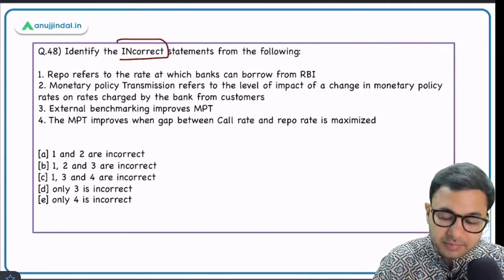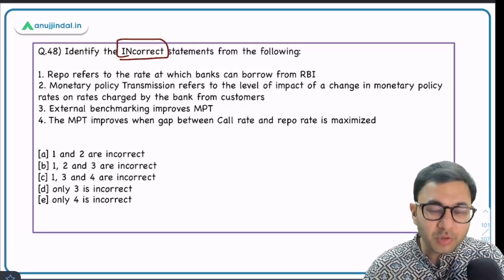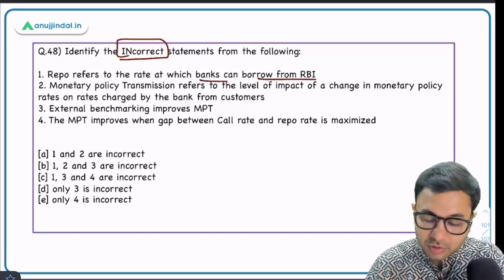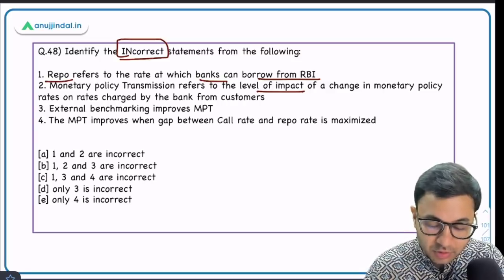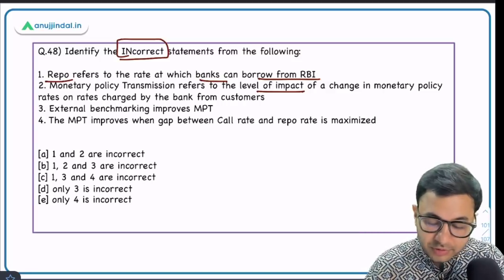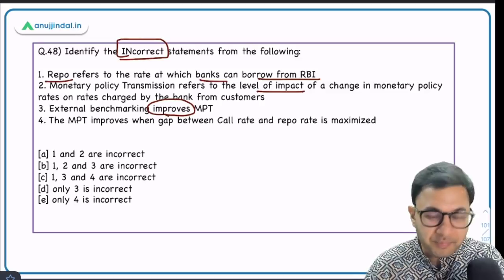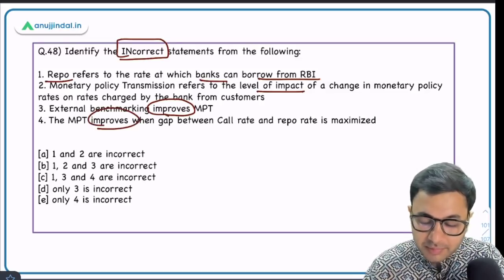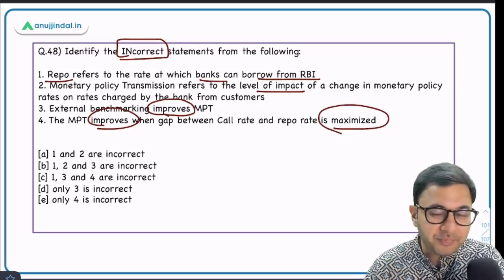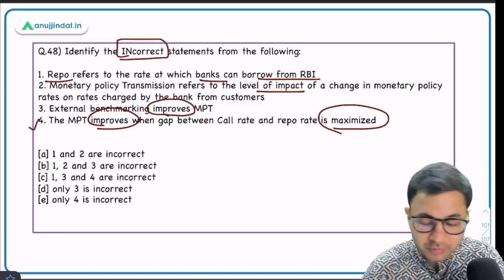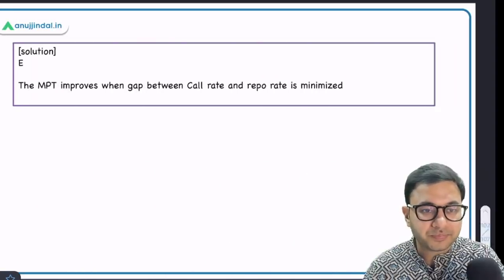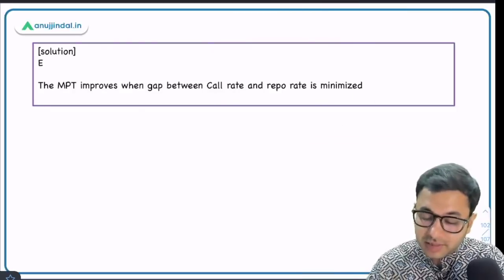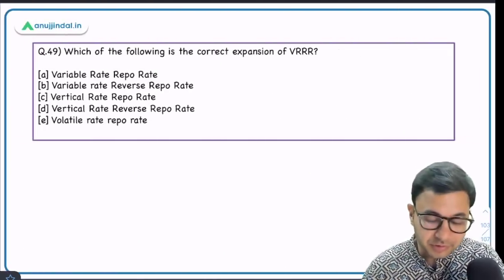Question 48. Identify the incorrect statements from the following. Repo refers to the rate at which banks can borrow from RBI. Monetary policy transmission refers to the level of impact of a change in monetary policy rate on rates charged by the banks. External benchmarking improves MPT. MPT improves when gap between call rate and repo rate is maximized. I hope आपको अभी तक पता लग गया होगा. Option number 4 is incorrect. All the others are correct. So only option 4 is incorrect. MPT improves when the difference or the gap is minimized.